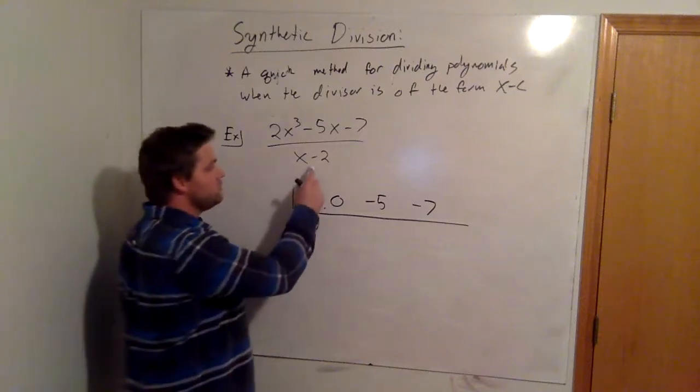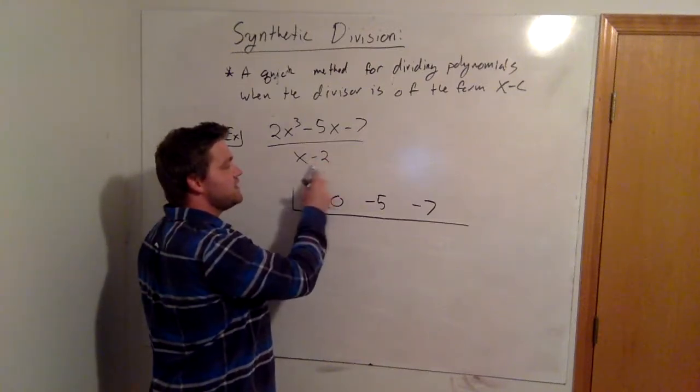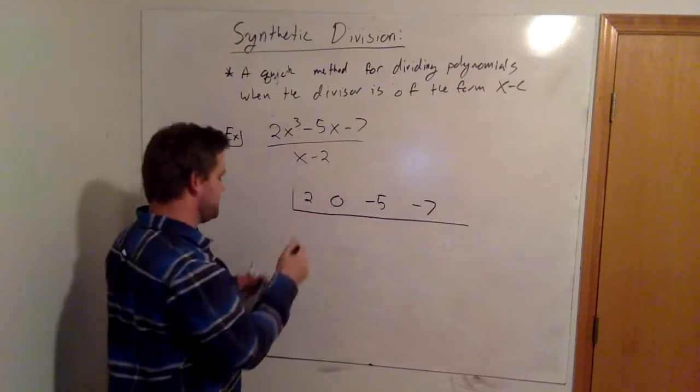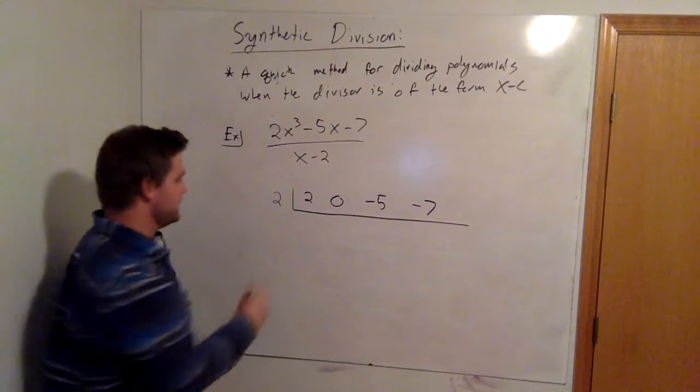Now I'm going to look at this number right here. It's a negative 2. So I'm going to flip the sign. Instead of putting a negative 2 here, I'm going to put a positive 2 here.